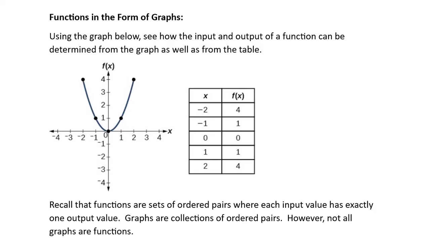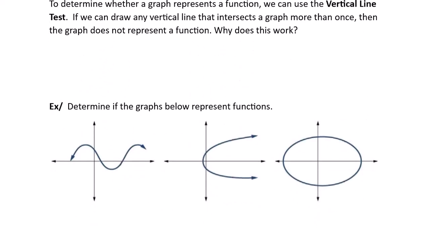So recall that functions are sets of ordered pairs where each input value has exactly one output value, or again, every x has exactly one y. Graphs are collections of ordered pairs, but not all graphs are functions. To determine whether a graph represents a function, we use the vertical line test. If we can draw any vertical line that intersects a graph more than once, then the graph does not represent a function. Now, why would this work?